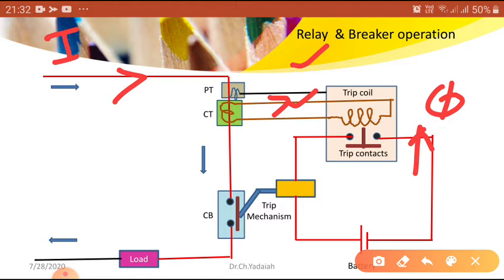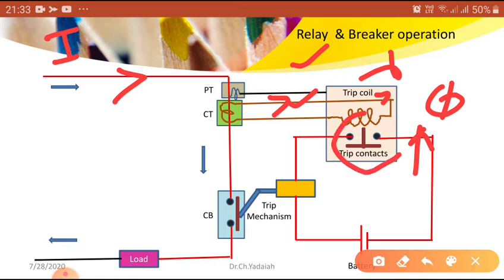So the trip contacts stay as they are, and the circuit is not opened. The trip contacts remain because the trip coil, a plunger type, is unable to pull upward. Here only a small amount of current, the rated current, is coming. This rated current is unable to pull the trip contacts upward, so the circuit stays closed.